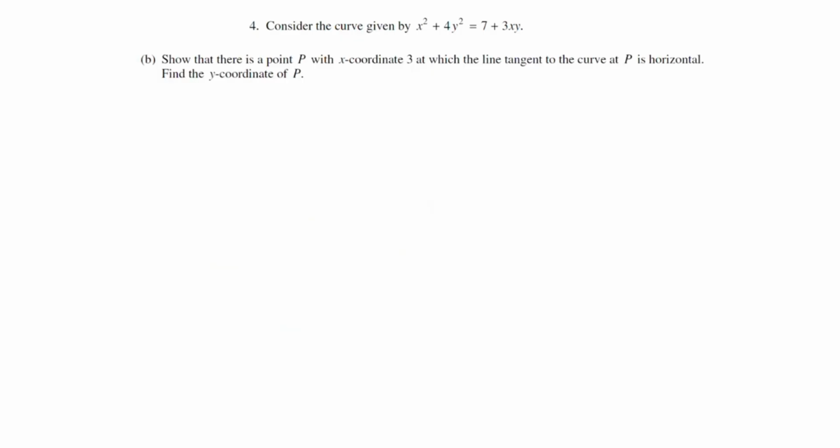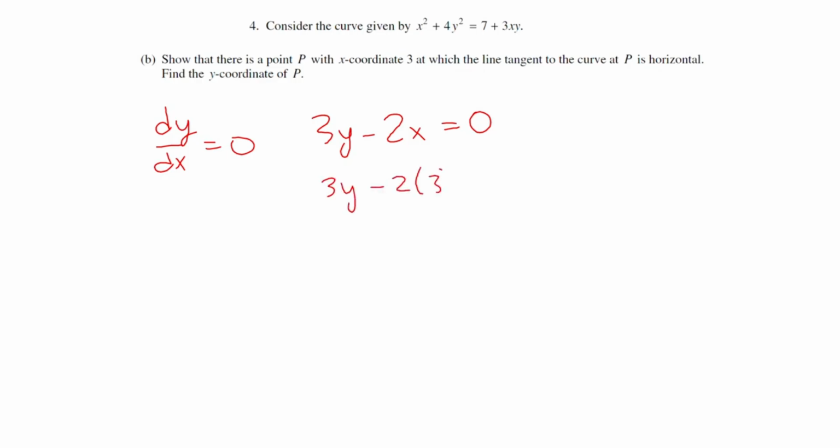In part B, it says show that there is a point with x coordinate 3 at which the line tangent to the curve at P is horizontal, and then find the y coordinate of P. So we want dy/dx to equal 0, which would be when 3y minus 2x, the numerator of that derivative, is equal to 0. And so we know that when x is 3, we get 3y minus 2 times 3 is equal to 0. Or if we add the 6 to the right-hand side, we get 3y is 6, or y would be 2. So the y coordinate we're talking about here is y equals 2.